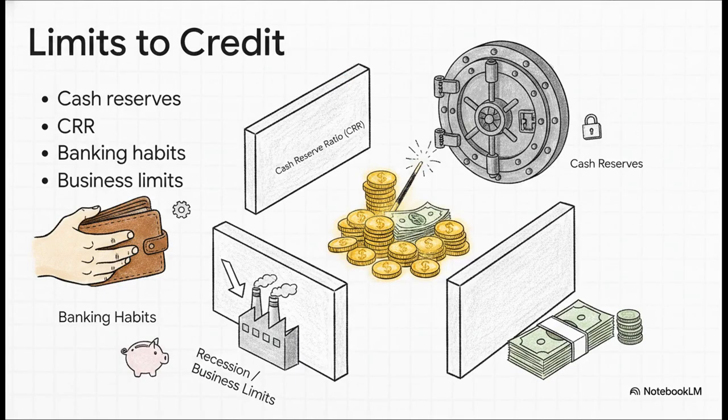Of course, this magic isn't actually infinite. It relies on a few really important real-world boundaries. First off, the multiplier is limited by the total cash the public actually decides to deposit. It's also heavily controlled by that cash reserve ratio set by regulators. Plus, it relies heavily on the banking habits of everyday people. Think about it. If everyone suddenly panicked, stuffed all their paper cash under their mattresses, and just stopped using banks entirely, this magic cycle instantly breaks.